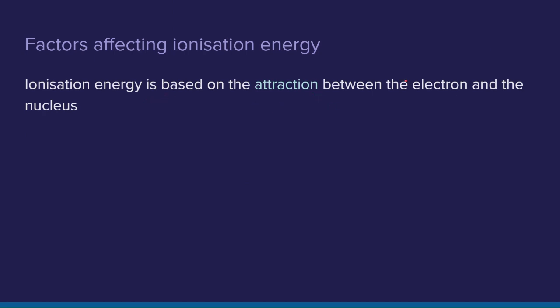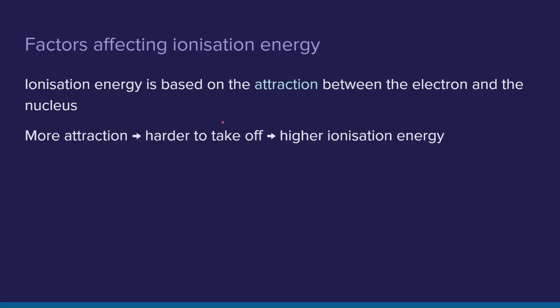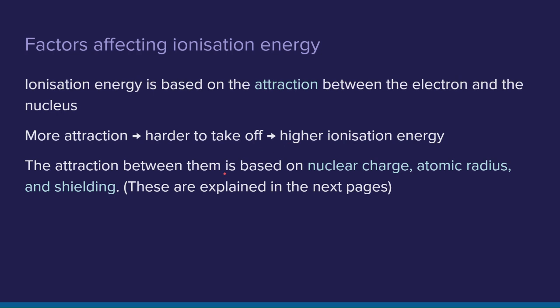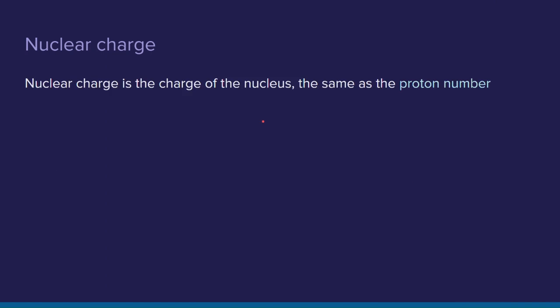Factors affecting ionization energy. It's based on the attraction between the electron and the nucleus. More attraction means it's harder to take off, so that makes it a higher ionization energy. The attraction between them is based on nuclear charge, atomic radius, and shielding, which I'm about to explain.